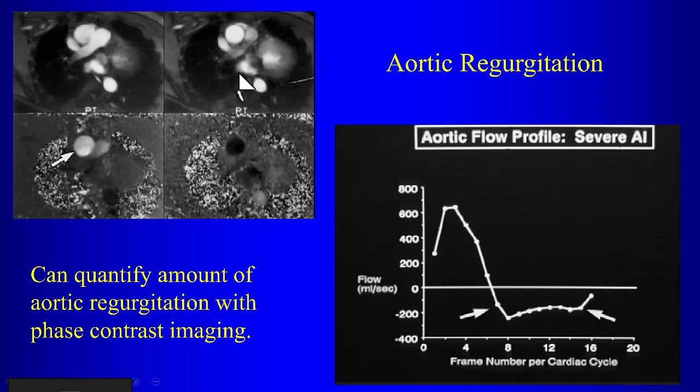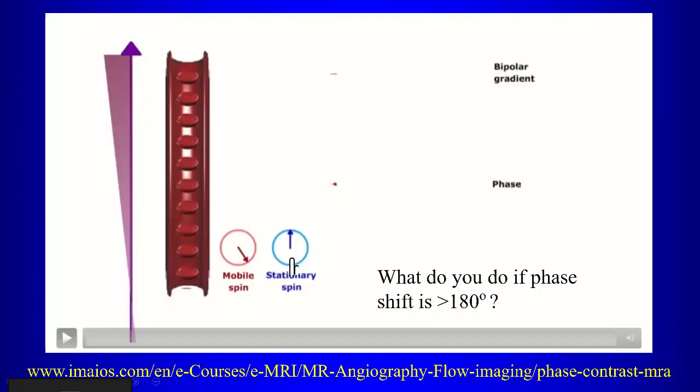So here are the magnitude images, here are the phase images. So we use the magnitude images for anatomy, we use the phase images here to actually calculate the amount of blood flow. So we can calculate the amount of forward flow, we can calculate the amount of reverse flow, we can quantify how severe is the aortic regurgitation in this patient using phase contrast MRI, okay?